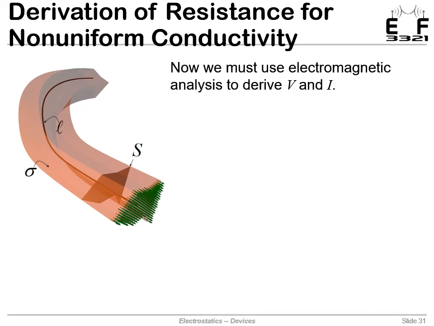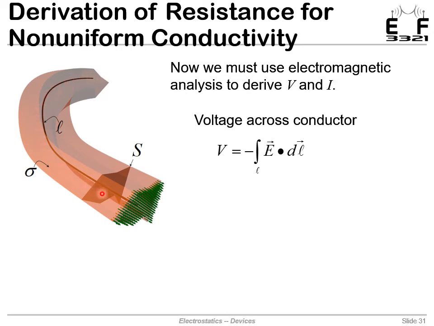Now, what happens if it's a non-uniform conductivity? Now we have to resort to some electromagnetics to figure out what V and I are. So the voltage across the conductor, once we know what the electric field is, we can do a line integration to calculate what the voltage is across the resistor, given the field.